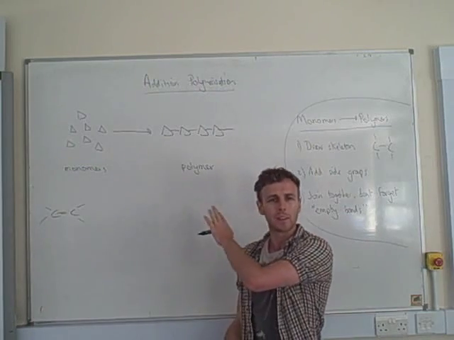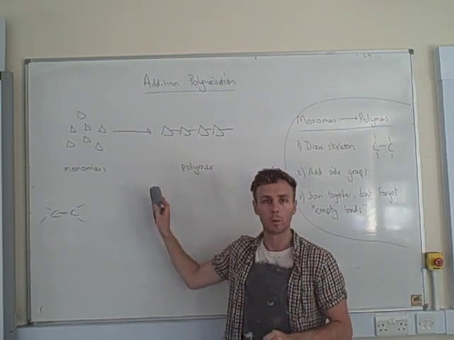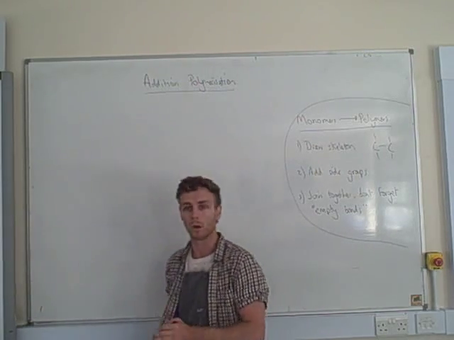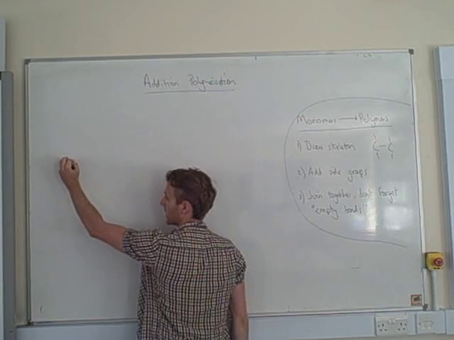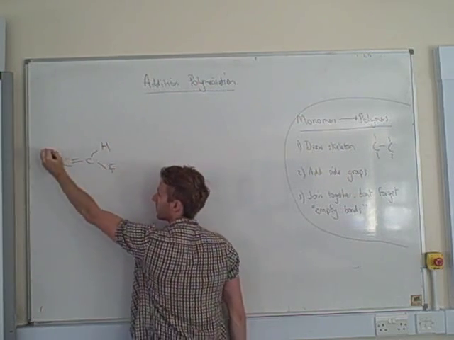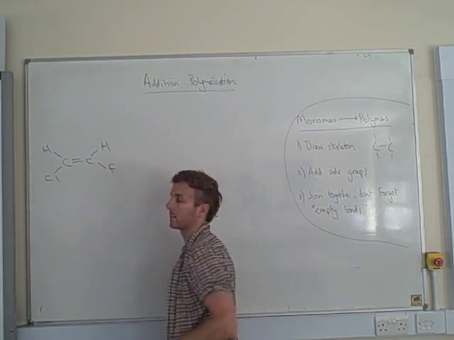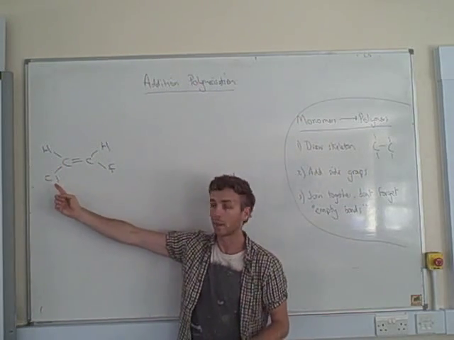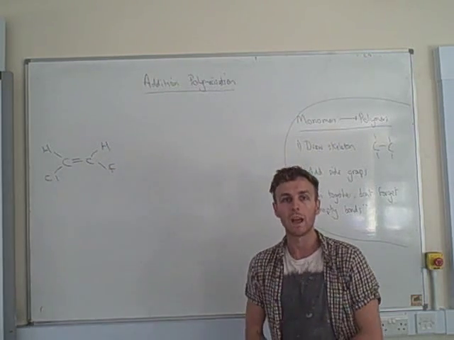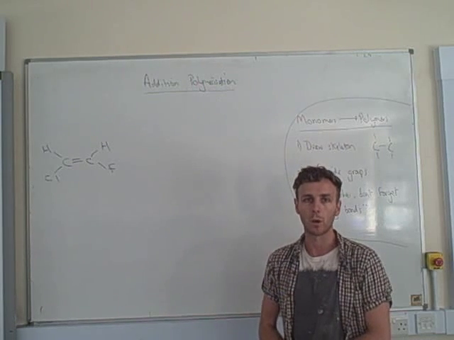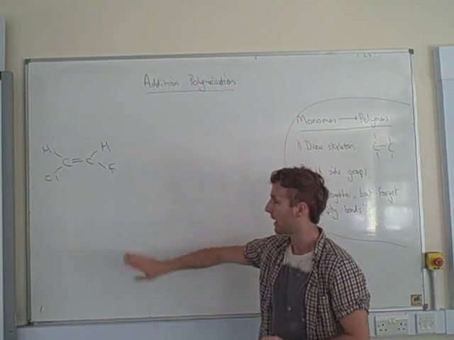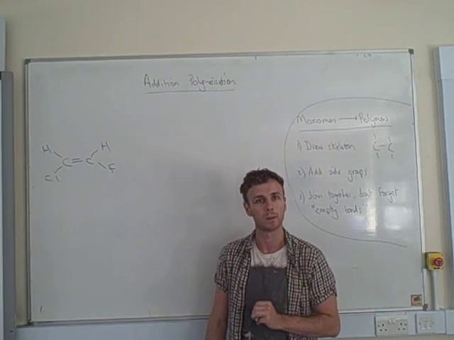So how do we actually do this process? How do we change a monomer into a polymer? Well, I'm just going to start with a really simple monomer. Let's start with that. So it's got a fluorine and a hydrogen and a chlorine and a hydrogen. And what the exam will do is they'll give you the monomer and they'll ask you to change it into maybe 3 repeating units of a polymer. So that can be my question: change this into 3 repeating units of a polymer.